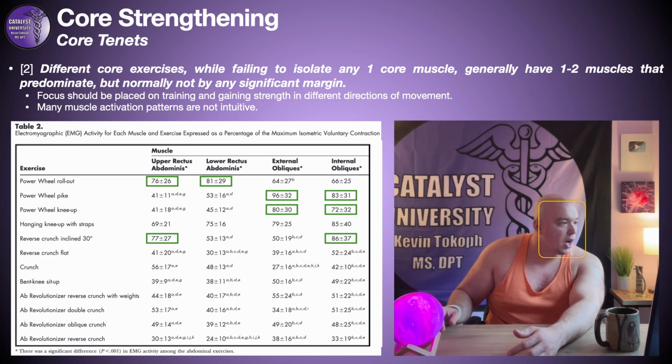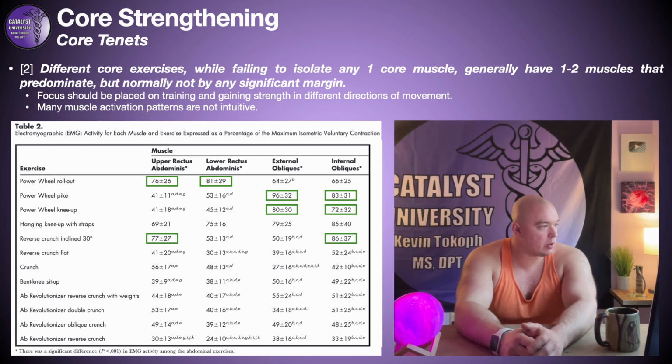But then we go down to the other exercise I have highlighted there, the reverse crunch, incline 30 degrees. A reverse crunch or a reverse sit-up, great exercise, by the way, but that's also where the hands are static, legs are mobile, similar to the pike and the knee up.